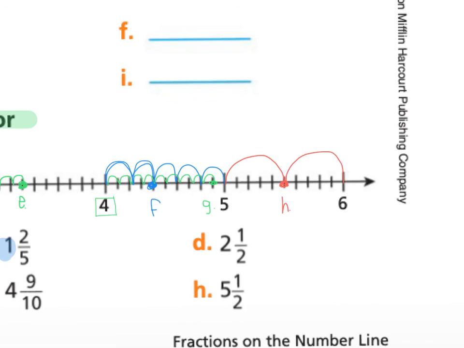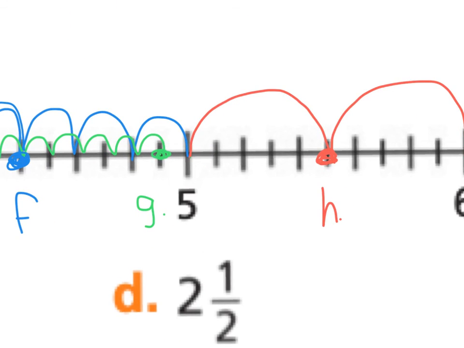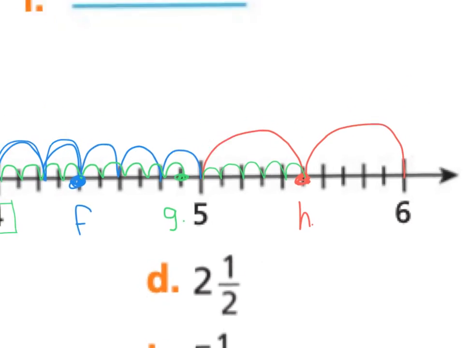And finally, my last one was H, 5 and 1/2. 5 tenths is half or halfway in between 5 and 6. So I found my H after counting 5 tenths from my 5 whole number.